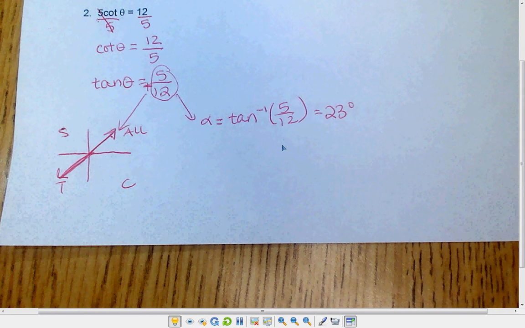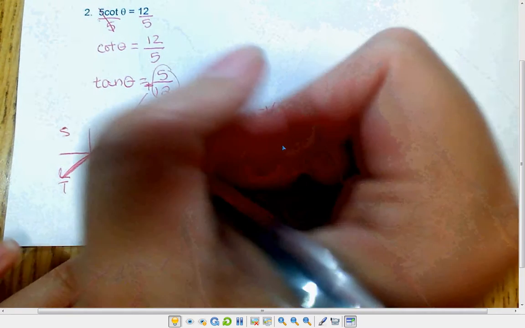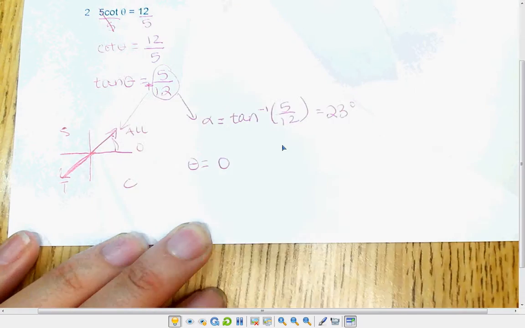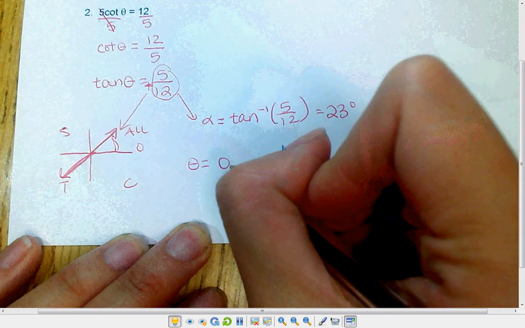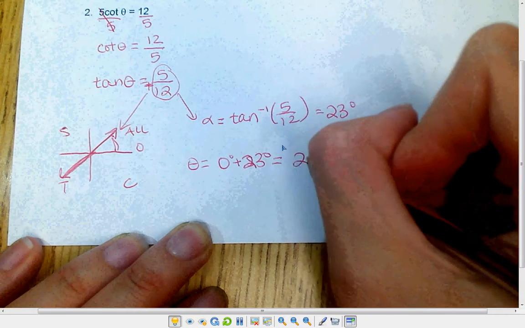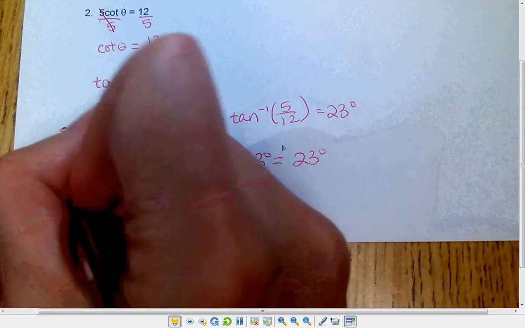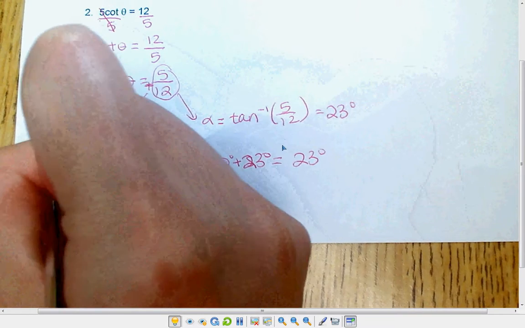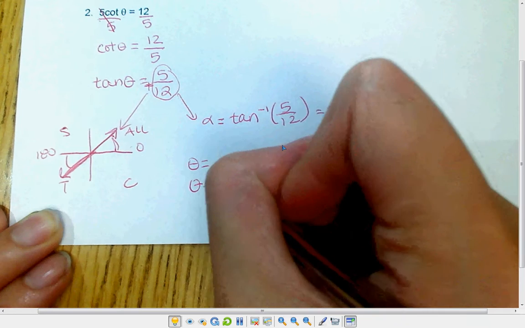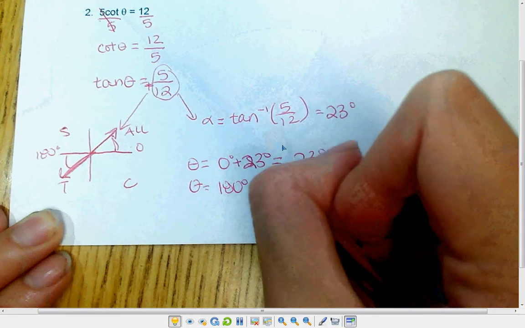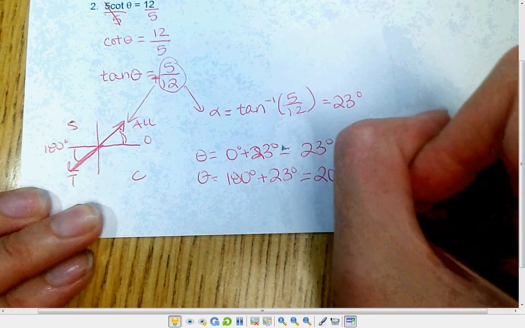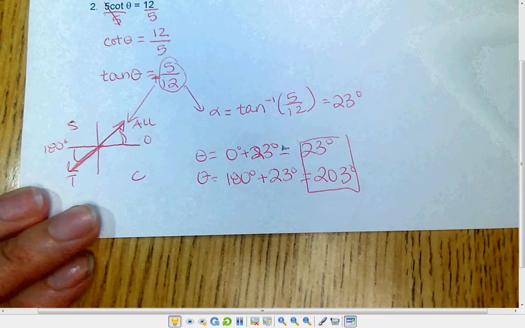And now combining these two, in the first quadrant we know our angle is going to start at 0, and because it's going towards 90, we're going to be adding 23 degrees. So 0 plus 23 gives you 23. In the third quadrant, we're starting at 180, and because it's going towards 270, again, it's increasing. So we have 180 plus 23, which is 203. And these are my two answers.